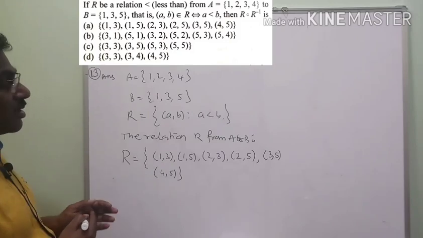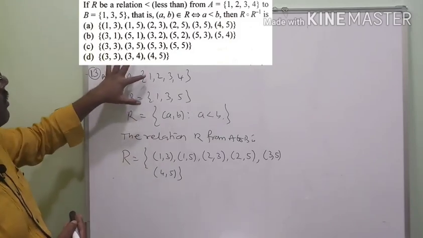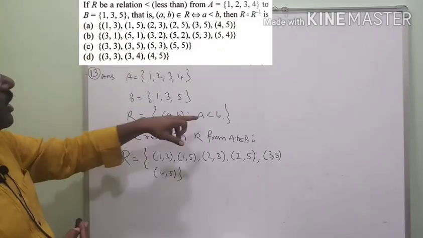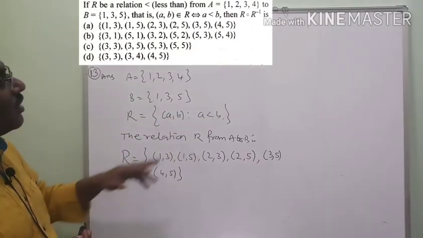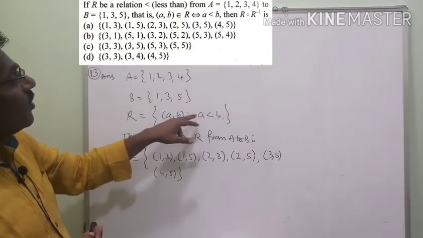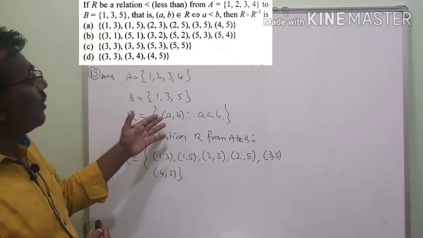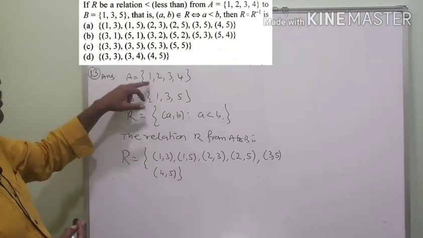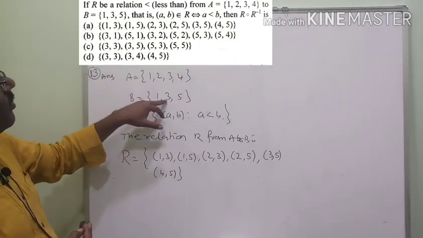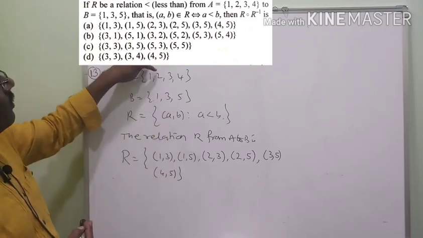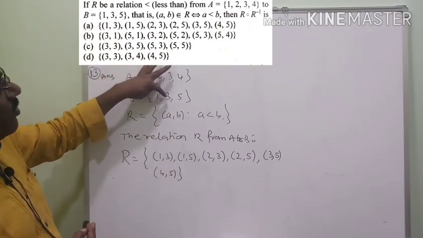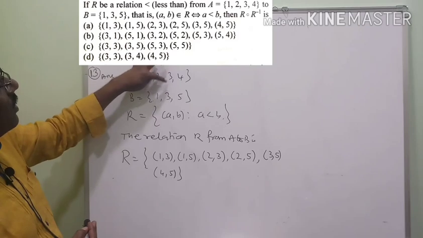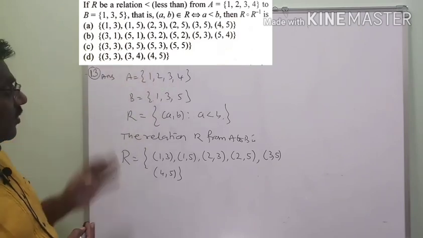This is less than. I'll repeat once again. A less than B. The first element is from set A, the second element is from set B. In the relation, first element is set A, second element is set B. 1 does not come, 1 comma 3, 1 comma 5. 2 comma 1 does not come, 2 comma 3, 2 comma 5. 3 comma 1 does not come, 3 comma 3 also not, 3 comma 5. Next 4 comma 5.